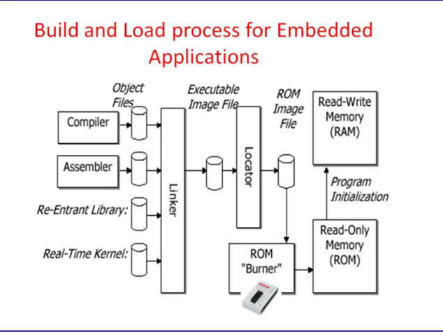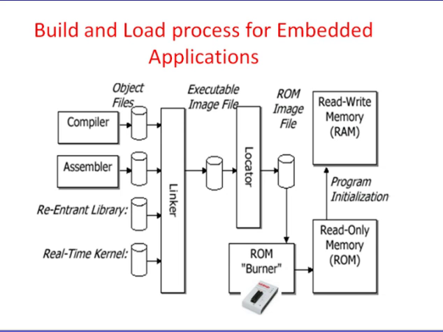The process for developing embedded software consists of the following steps. First, to develop software for a general purpose computer: create a source file, type in C++ code, build, compile and link, execute, load and run.